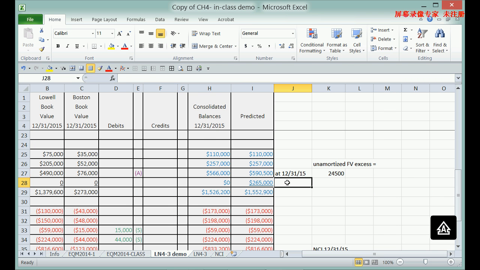So at 1/1/15, the unamortized fair value excess should be the 30,000 minus 3,000 every year. But for 2014, so 1/1/2015 should be the original fair value excess from March the 1st, 2014, up to December the 31st, 2014. That's 10 months out of 12 months.